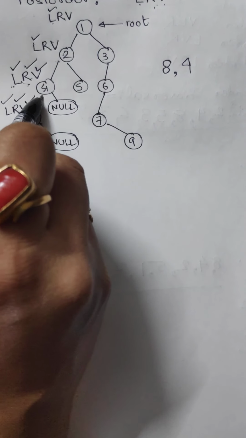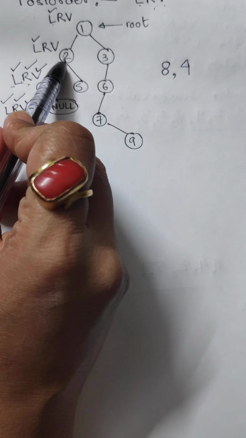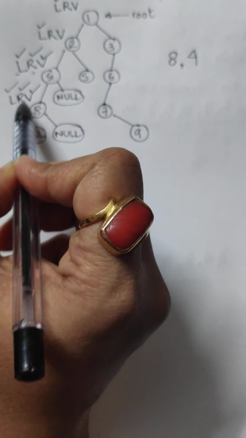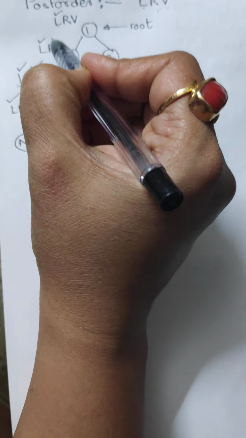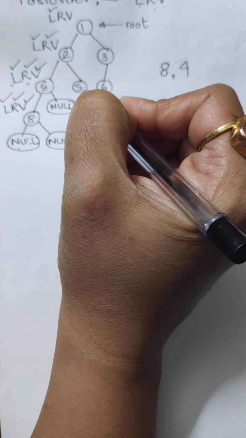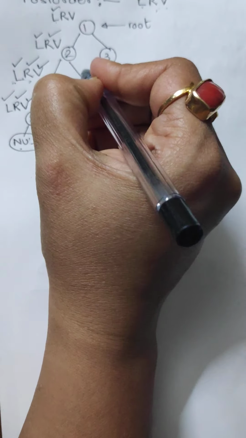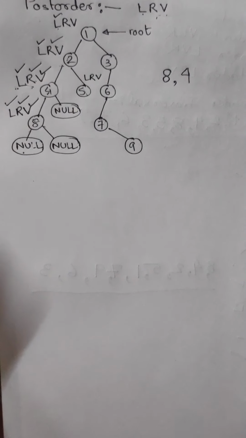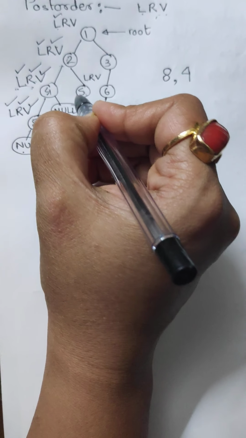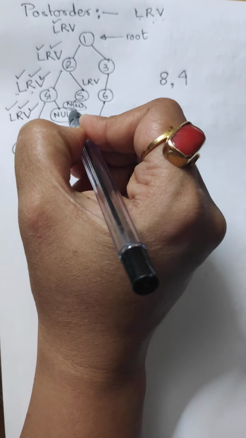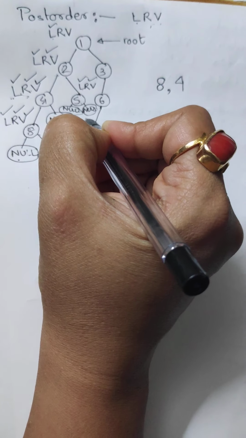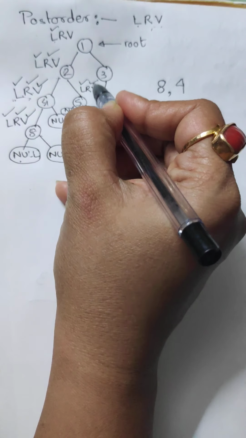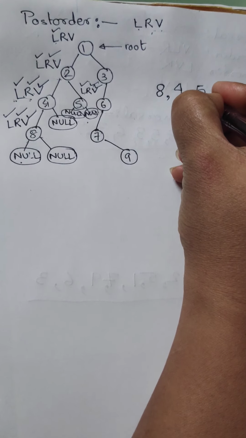After visiting 4, you go back to 2. We were working on the left hand side of 2. Once you are done with the left hand side of 2, you come to the right hand side of 2. Right hand side of 2 is 5. Again you apply LRV on 5. L of 5 is null, so it is done. R of 5 is also null, so that is also done. So you go back and visit the node, that is 5.